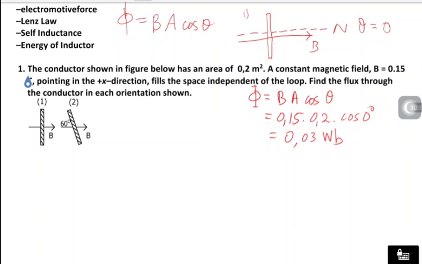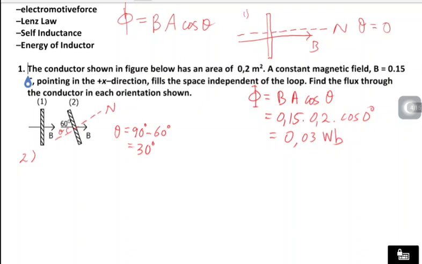Next we see picture number 2. In picture number 2, the normal line we draw perpendicular to the surface is this line, so if we see theta, the angle between B and N is this place, so the angle theta is 90 degrees minus 60 degrees, and we get 30 degrees for the angle theta.